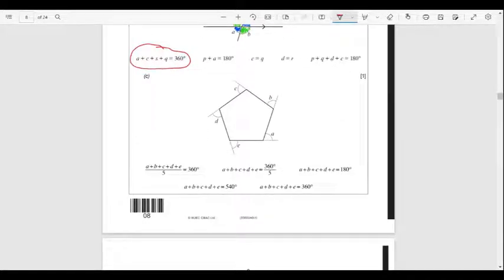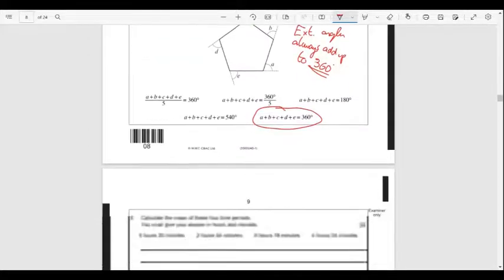For this one here, we have got external angles going around a shape. And again, without really going into it, the correct answer is this one here. And that's because exterior angles always add up to 360 degrees. Okay, let's have a look at another one then.